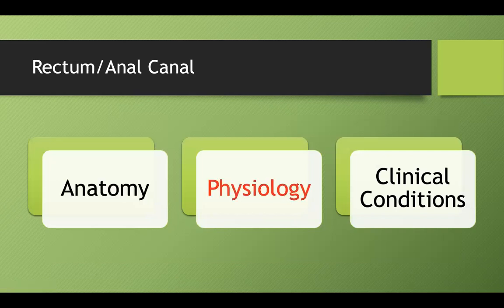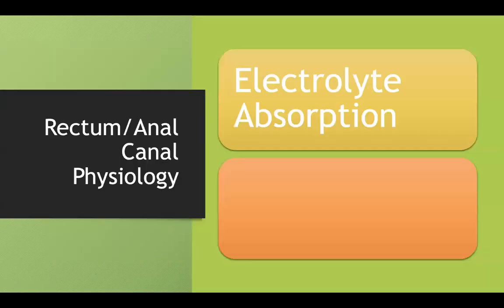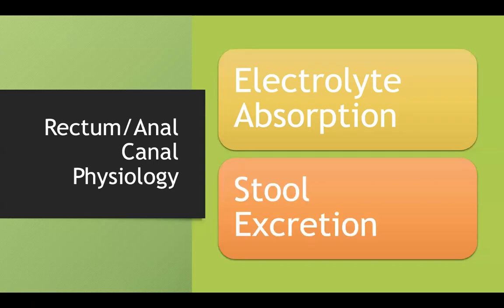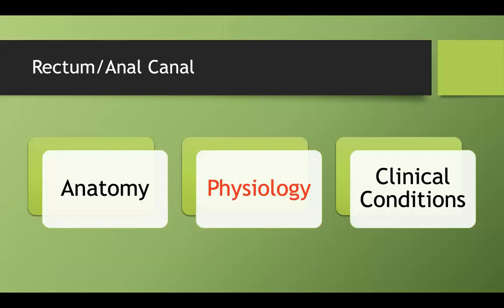So let's move on to physiology. This will be our shortest physiology section by far. I just want you to know that the rectum and anal canal have some responsibility with electrolyte absorption, and then obviously it's useful for stool excretion. There's nothing really Step 1 or Level 1 is going to test you on that you generally need to know about rectal and anal canal physiology. They really like to emphasize the anatomical relationships, especially with that pectinate line that we talked about more.